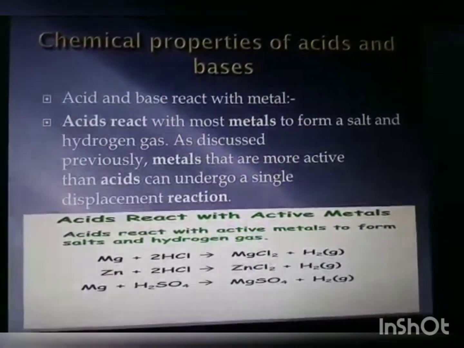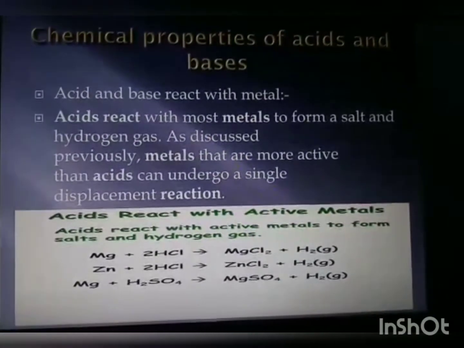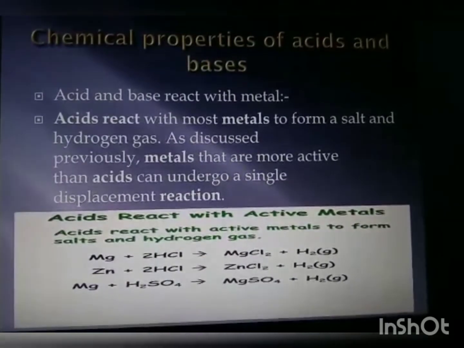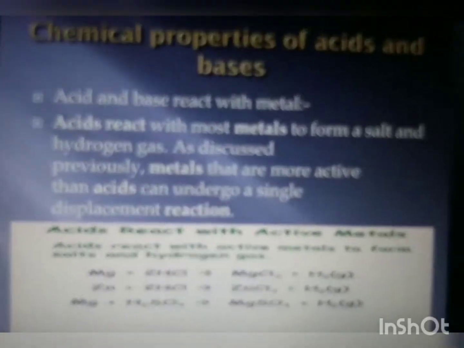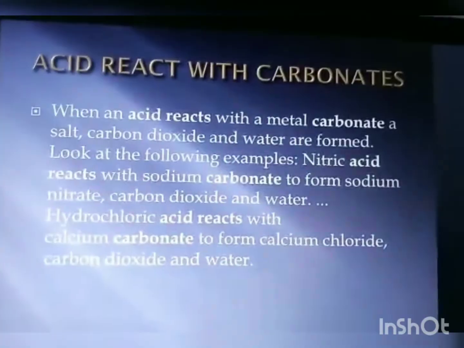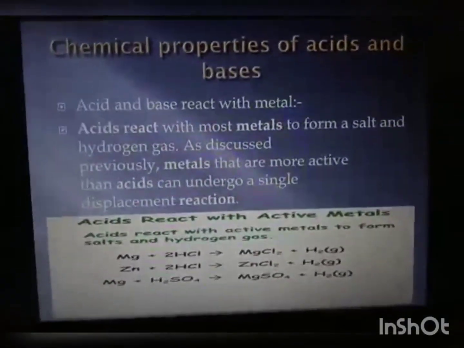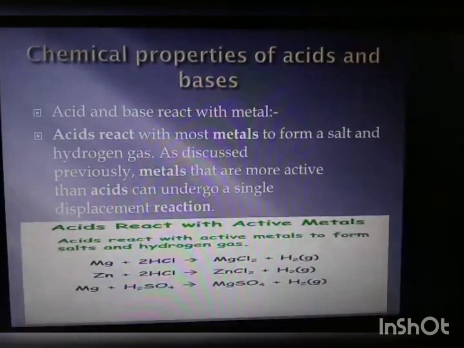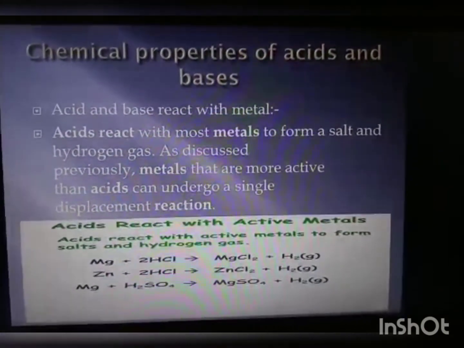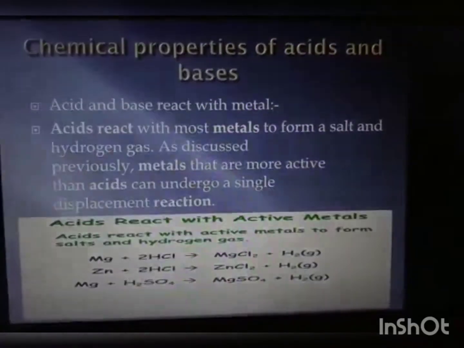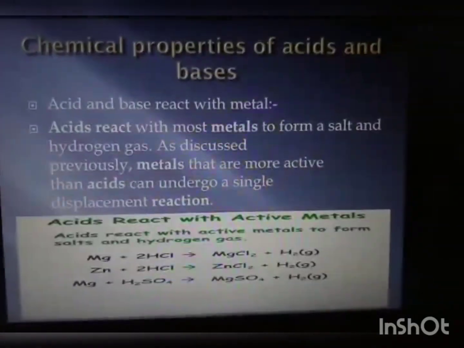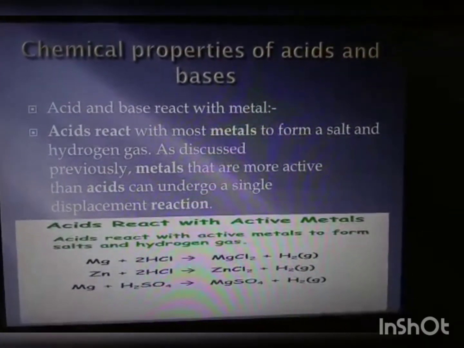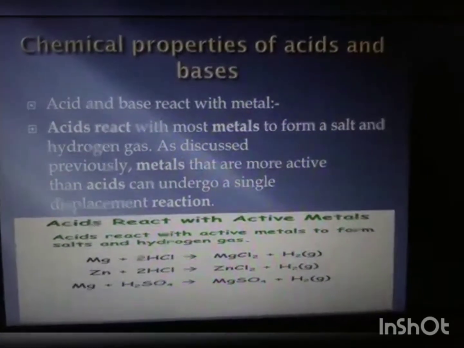Now, next we are going to discuss chemical properties of acid, in which first we will discuss reaction of acid with metal. By the reaction of acid with metal, salt corresponding to metal and dihydrogen gas are produced. It means when acid reacts with metal, it gives salt of metal and liberation of dihydrogen gas takes place.